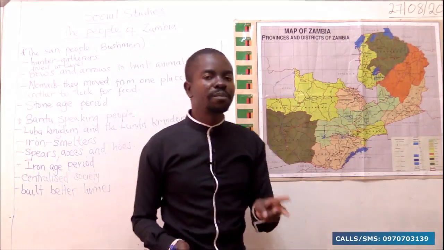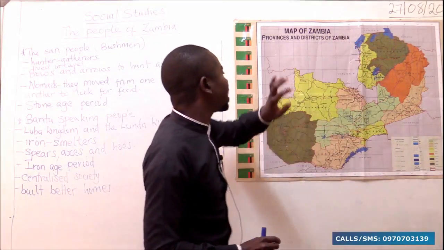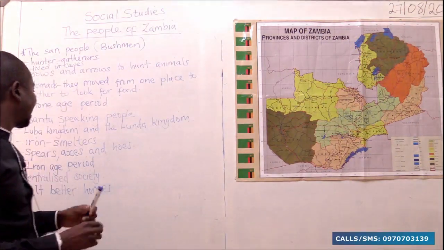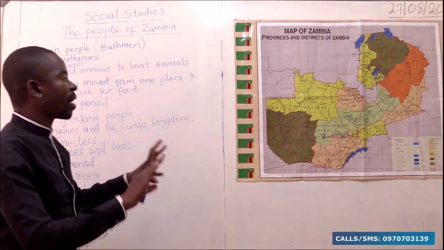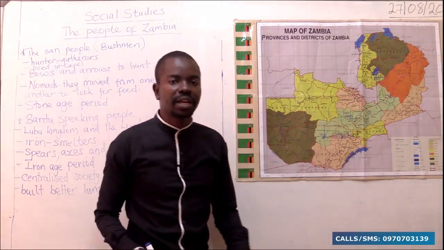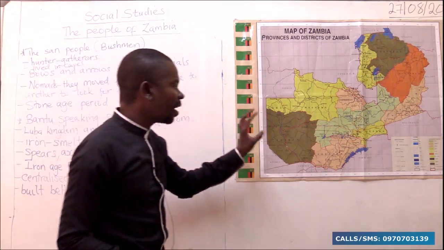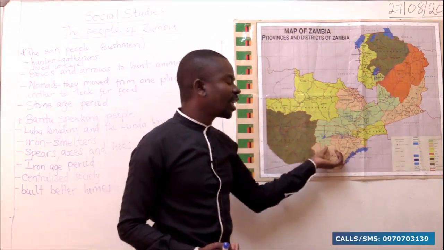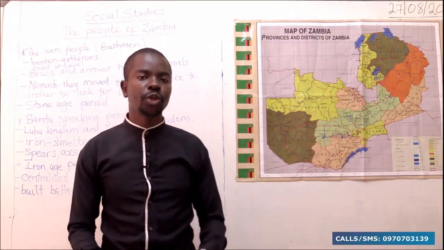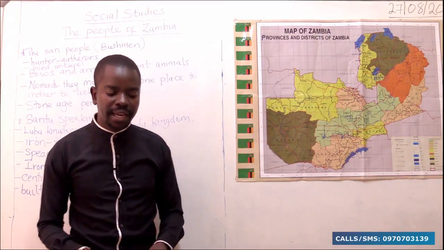When they settled in Congo DR, they formed the Luba and the Lunda kingdoms. From there they separated, and that's how these tribes came. And so I said that the first people to settle in Zambia were the Tonga-speaking people.